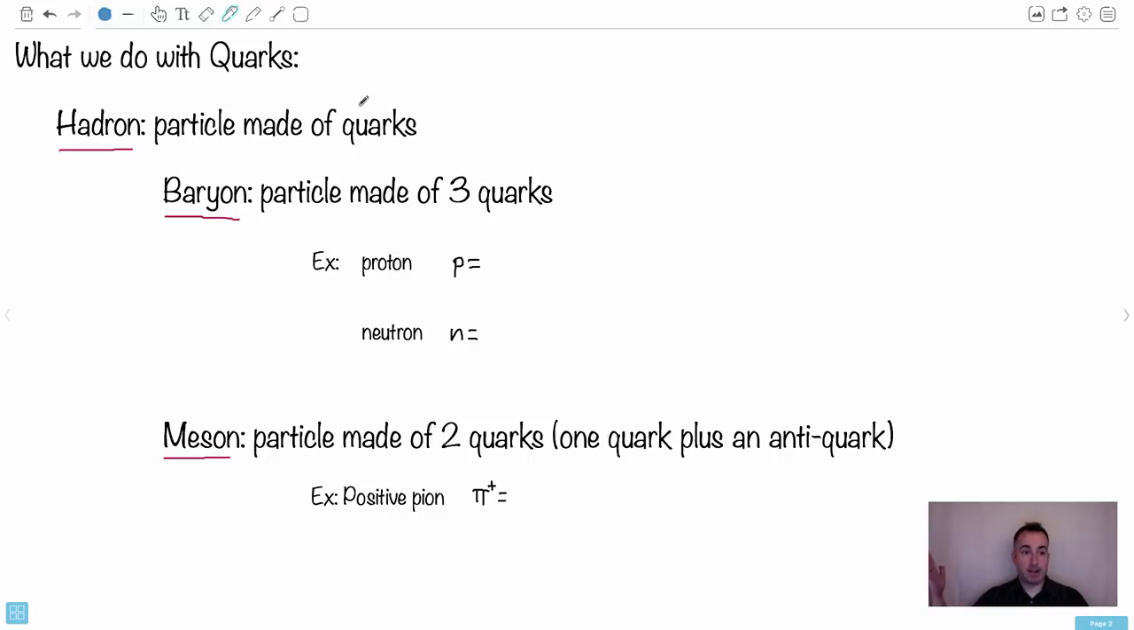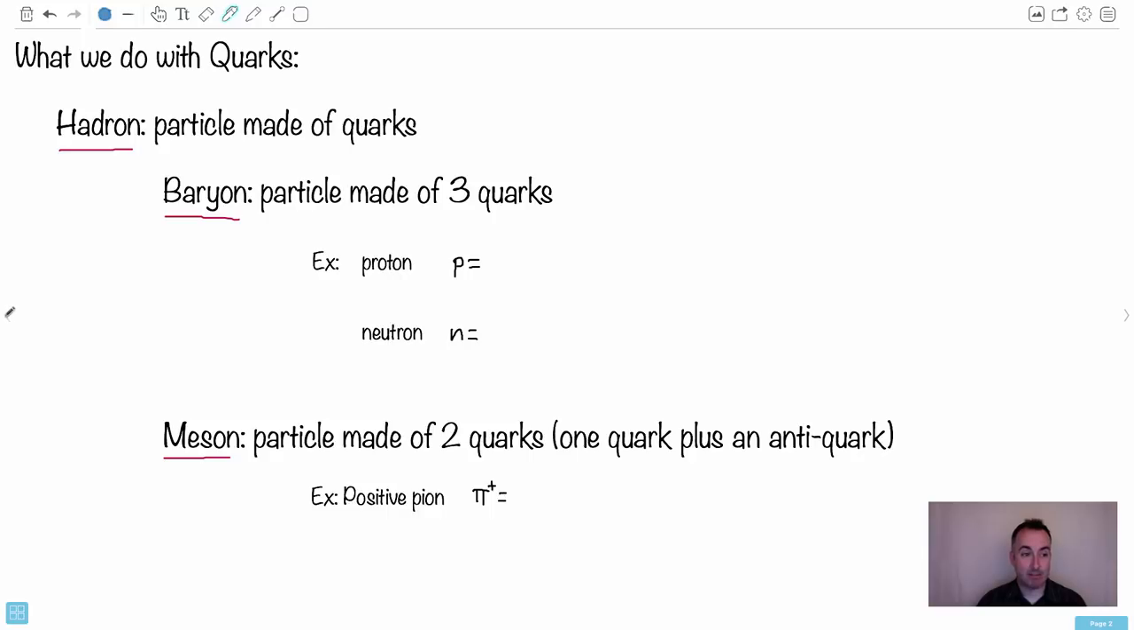That's it. I like to think about hadrons as heavy, so these are like the heavier particles. Now, within hadrons, if you're going to make something out of quarks, you can make two different types of particles. You can make something called a baryon, and that's when it's got three quarks. So again, baryons are just three quarks put together.